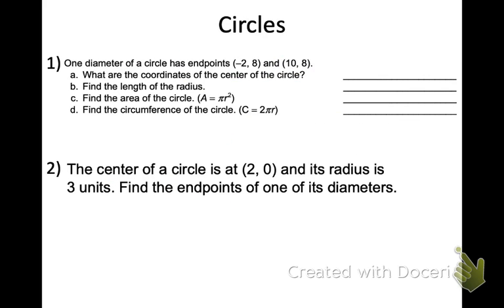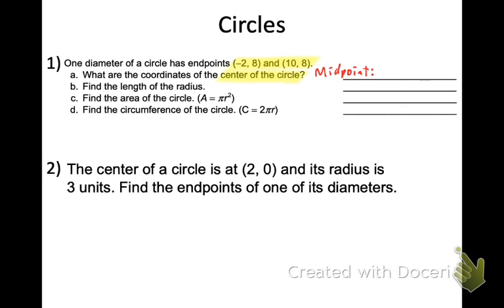So first one here, number 1. One diameter of a circle has endpoints negative 2, 8, and 10, 8. I want to find the center, the radius, and I'm also going to calculate area and circumference. So we'll review both of those. As we just got done talking about, they give me 2 endpoints, and I want to find the center of the circle. In order to find the center of the circle, I need to calculate the midpoint. So take 15 seconds here, 30 maybe if you need to, and find the midpoint of those 2 coordinates.